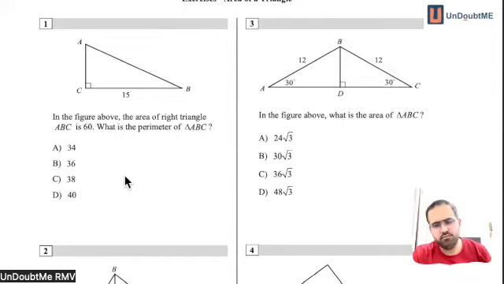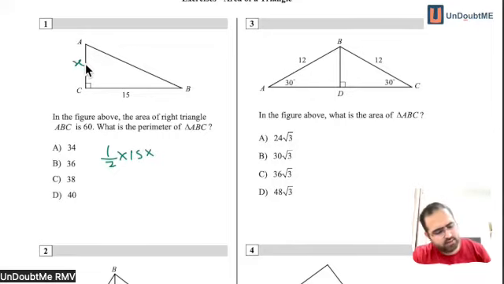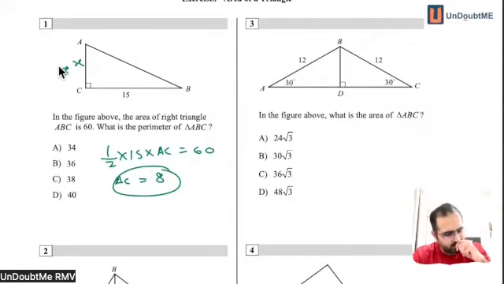So this, oh no, it's not that. If you think about it, 1/2 times 15 times AC is equal to 60. AC will be 8. If this is 8, then we can get AB, oh yeah, Pythagoras theorem.